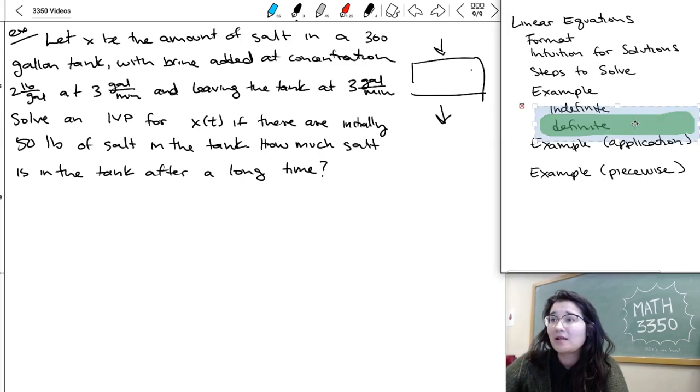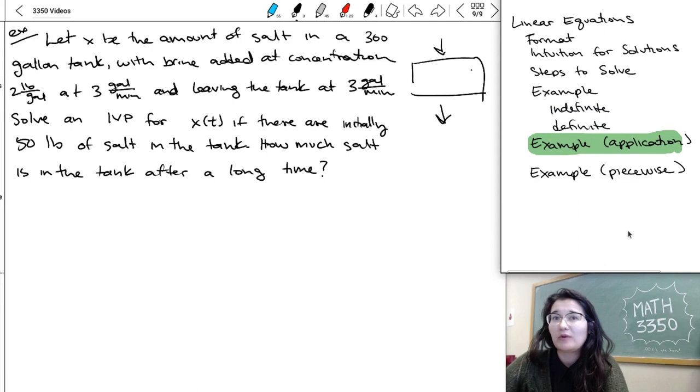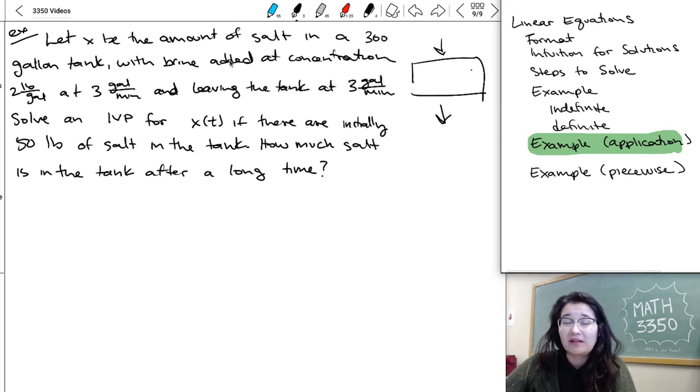Okay, so next up we're moving on to an example. And this example is an application problem about brine. So I went ahead and wrote out the word problem before I started recording because it's quite long. If you're taking your own notes freehand, go ahead and hit pause and copy that down for yourself. It's already written in everyone's skeleton notes if you're using that.